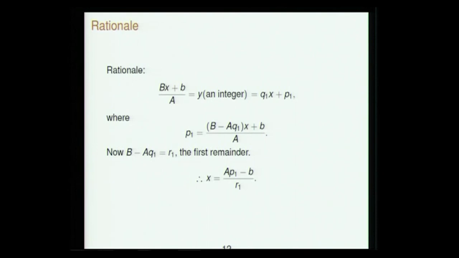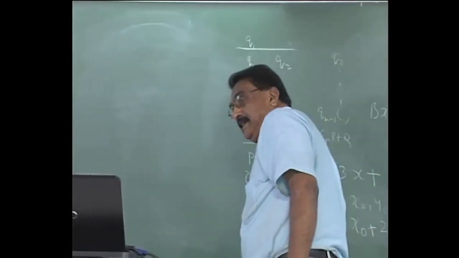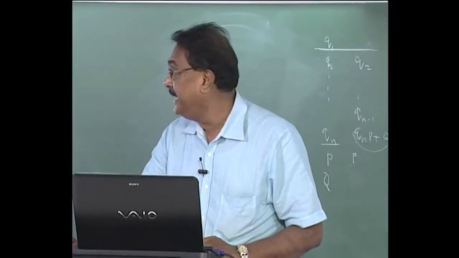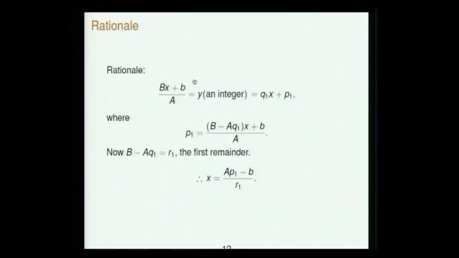In fact, I will just give a brief rationale, why does it work like this. So, what you are doing is, bx plus b by a. So, that is what you have to solve, right? Capital Bx plus b divided by capital A, that is y, an integer, that is what you have to get. Which I write as q1x plus p1. So, from this one can see that p1 is b minus a q1x plus b divided by a.